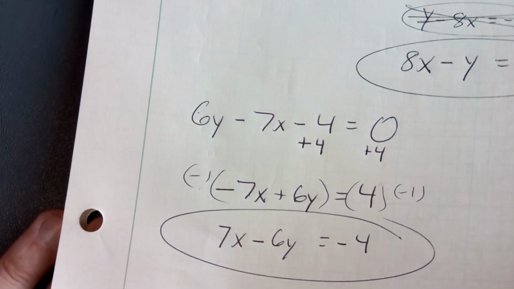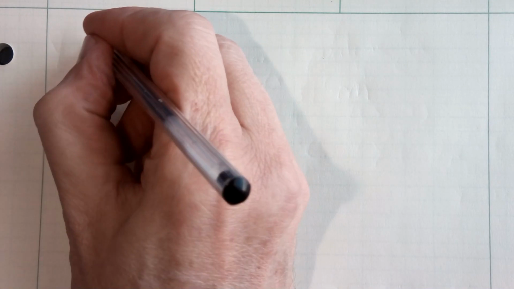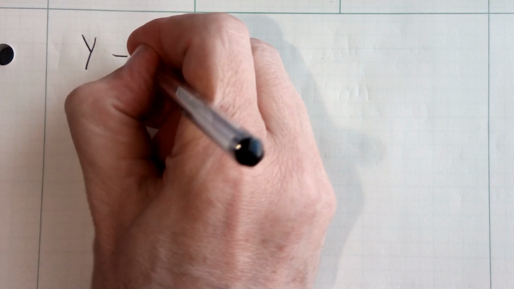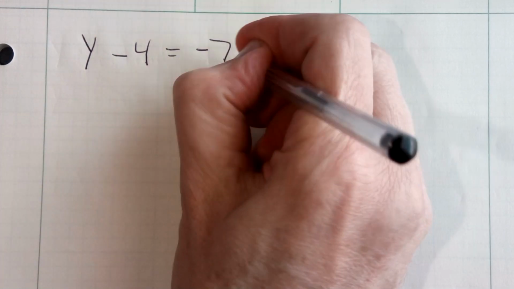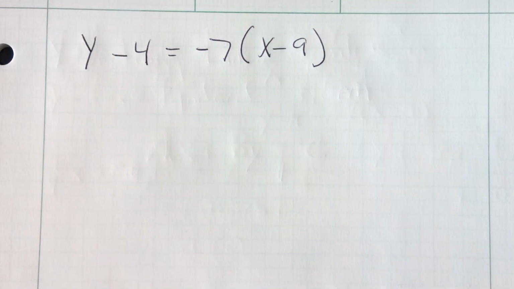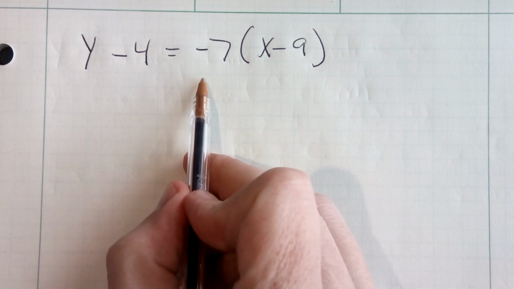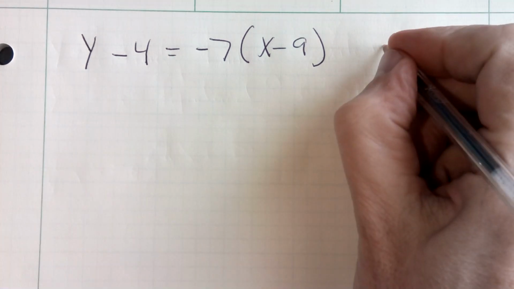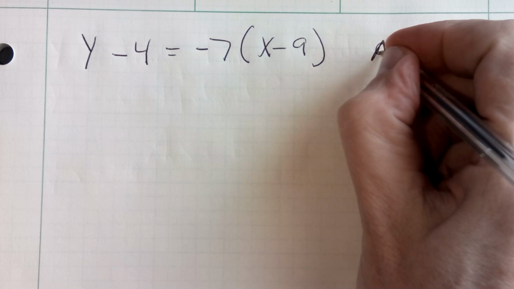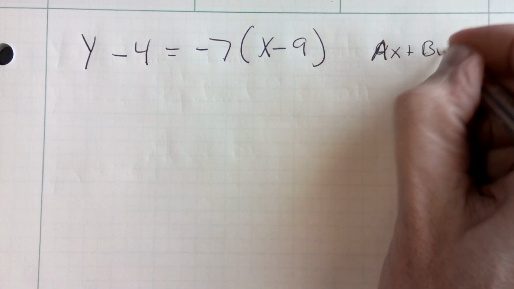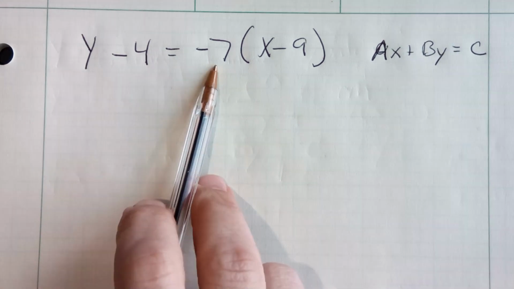Now, let's do the hardest type you might see. Well, actually, there's 2 more I want to do. Let's do one that might be in this form. You might have something like this: y minus 4 equals negative 7 parentheses x minus 9. That's actually called point slope form, which we'll talk about in the future. But again, to get it in standard form, and if you haven't written this down, I would write down that ax plus by equals c. That's the form I want to get it into.